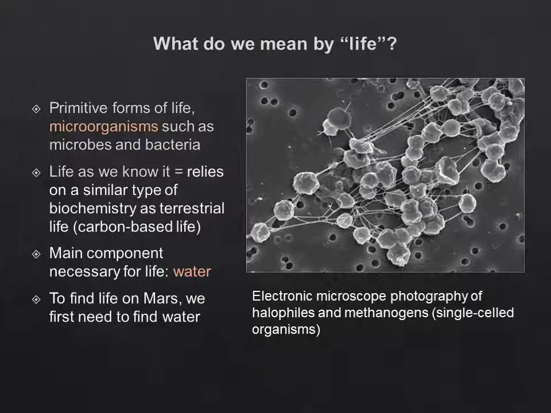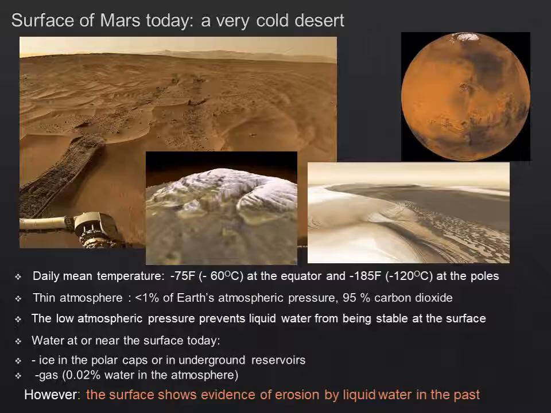So, when we talk about life on Mars, what do we mean? Well, pretty much this. We're talking about primitive forms of life, microorganisms such as microbes and bacteria. And we're also talking about life as we know it, meaning life that relies on a similar type of biochemistry as terrestrial life, which is carbon-based life. And we know that life that exists on Earth needs one major component, which is water. So to find life on Mars, we first need to find water.